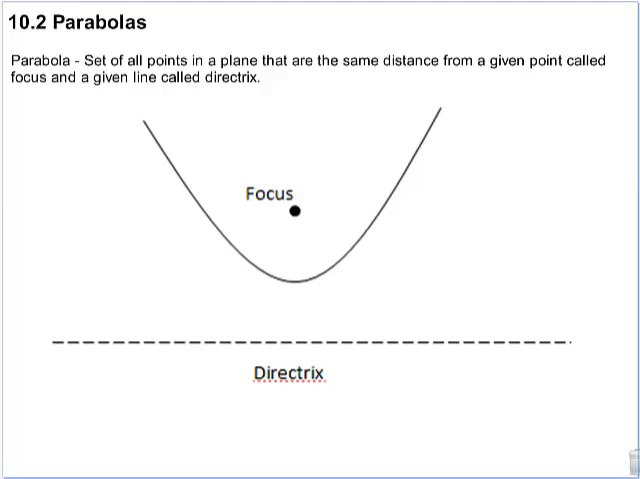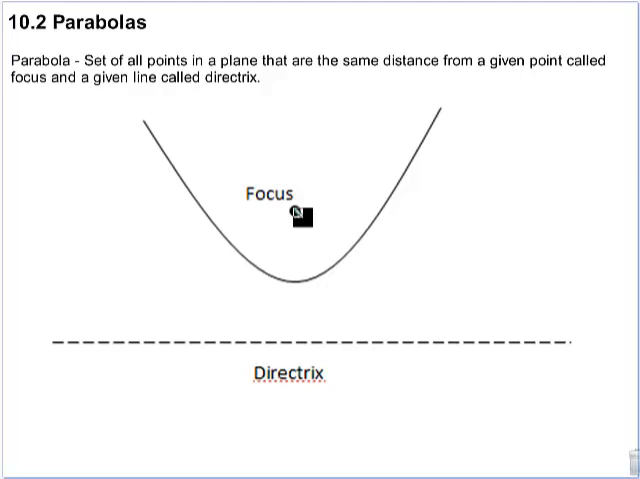All right, so a parabola, we've done these before. The actual definition is a set of all points in a plane that are the same distance from a given point called the focus and a given line called the directrix. What we need to know about these two things is that the focus is always going to sit inside of the parabola.